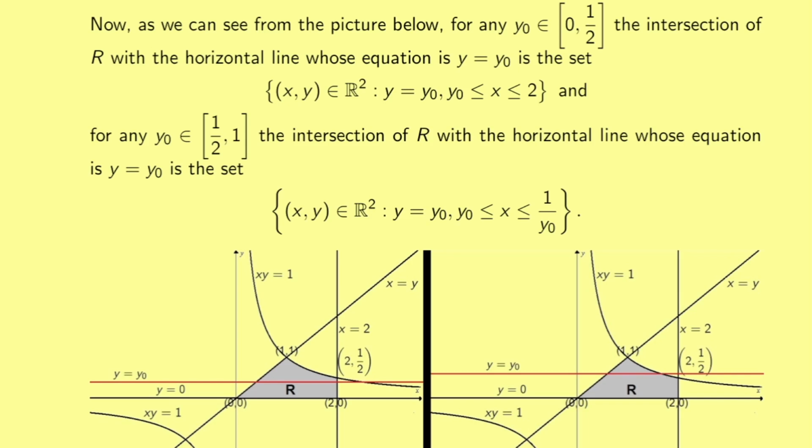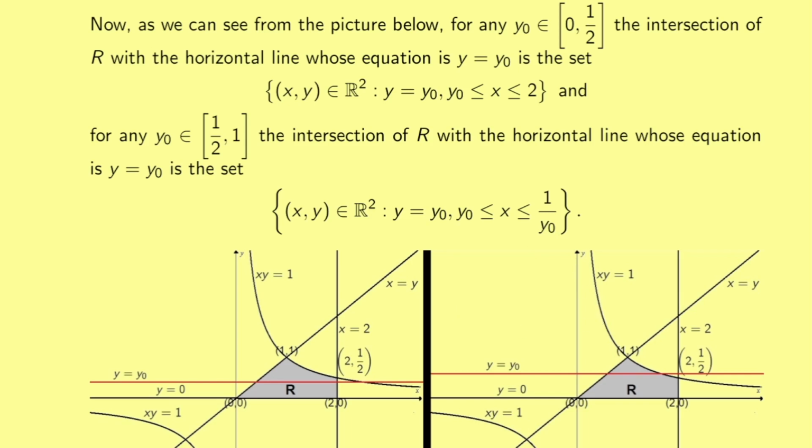The point at which this red line exits the region is in the hyperbola, so it's the point x equals 1 over y0. And so I can describe this intersection, this line segment here, this way: it's the set of points (x, y) in R2 such that y equals y0 and x is greater or equal than y0 and less or equal than 1 over y0.